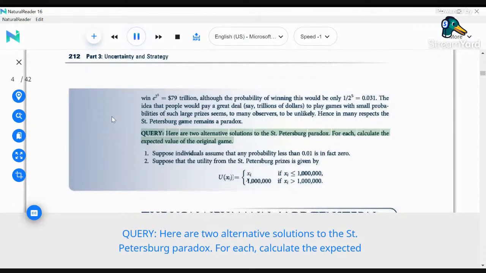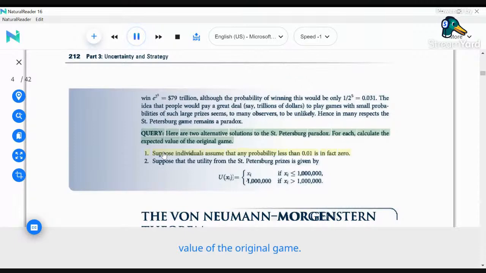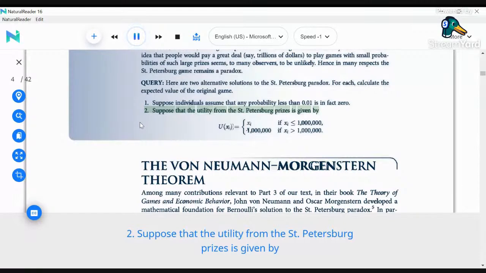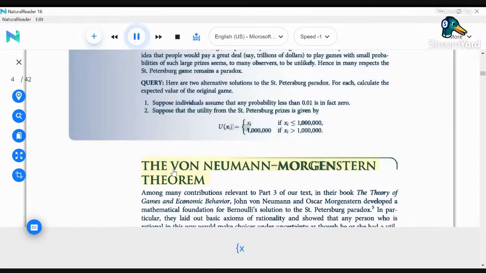Query: here are two alternative solutions to the St. Petersburg paradox. For each, calculate the expected value of the original game. 1. Suppose individuals assume that any probability less than 0.01 is in fact 0. 2. Suppose that the utility from the St. Petersburg prizes is given by the square root of x.